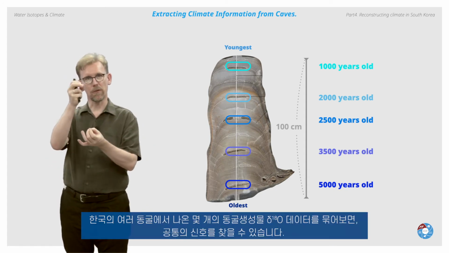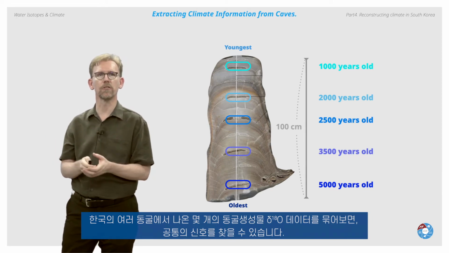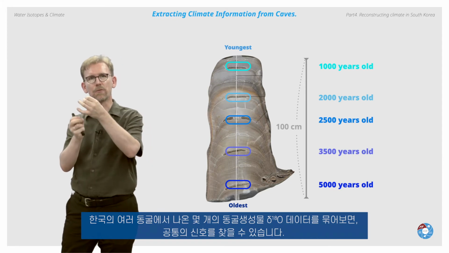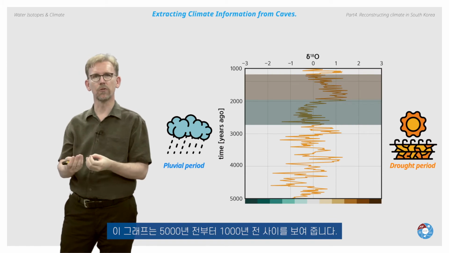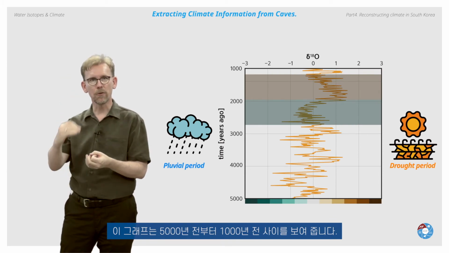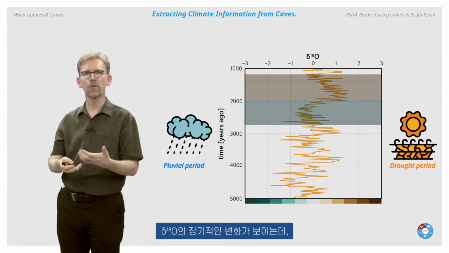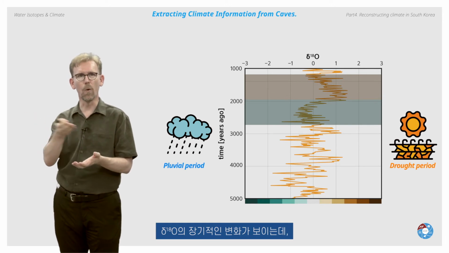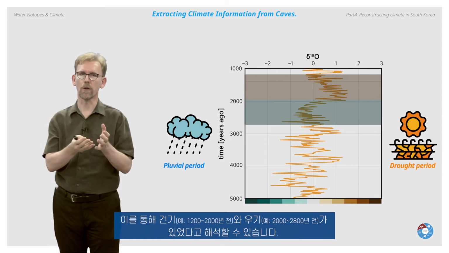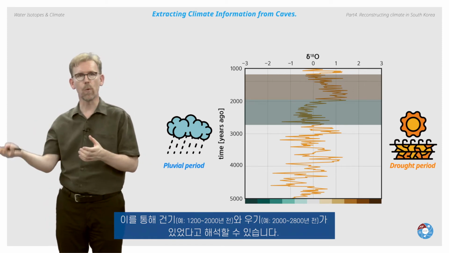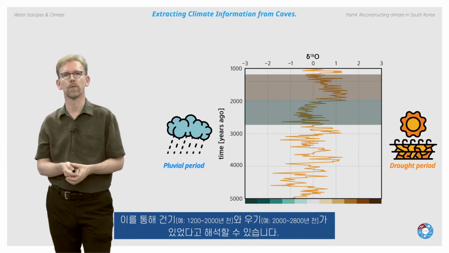By combining several speleothem delta 18O data from different caves in South Korea, we can identify the common signal. In this figure, time goes up from 5,000 years ago to about 1,000 years ago. We are seeing long-term shifts in delta 18O, which we can interpret as dry periods, such as from 1200 to 2000 years ago, and wet periods, such as those from 2000 to 2800 years ago.